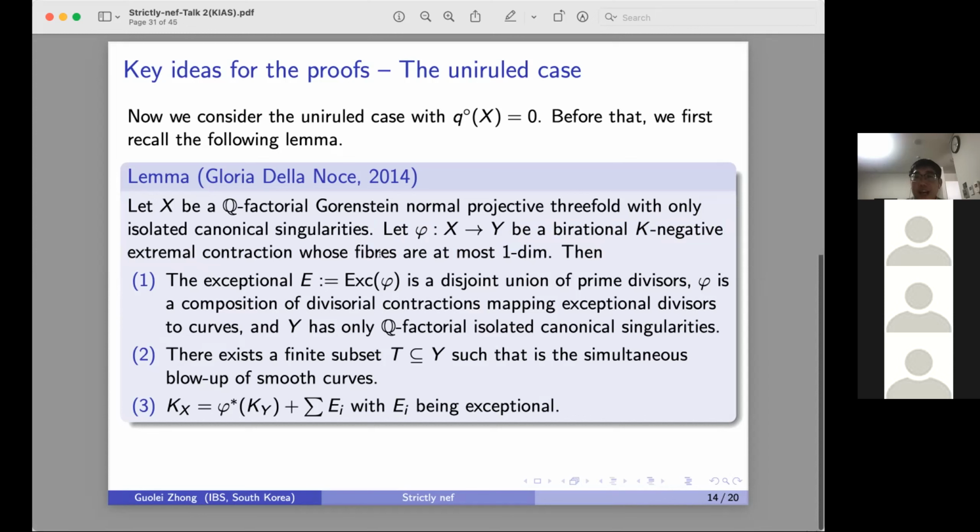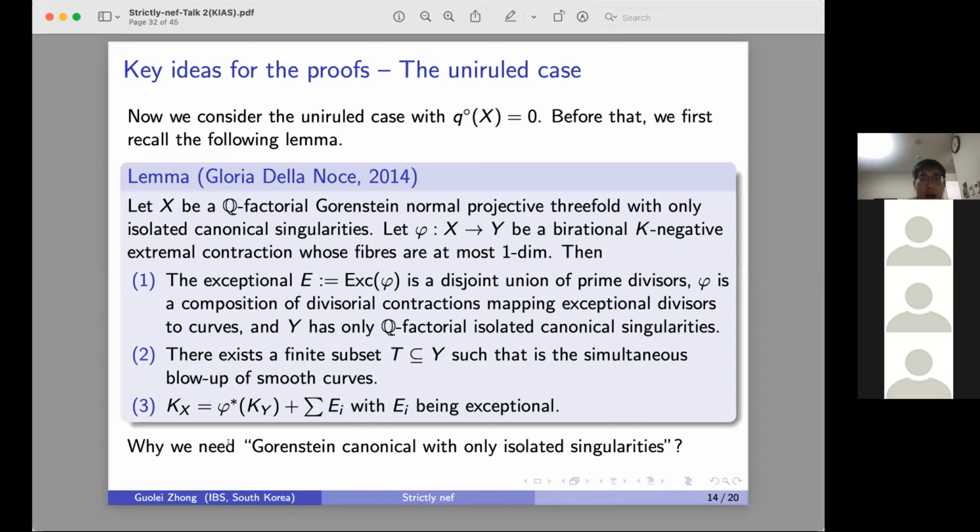And actually, you can consider this as in the smooth case. So in the smooth case, by the Mori theorem, Mori's theorem shows us the smooth threefold has no K-negative small contraction. And in this case, it should be the blow up of a smooth curve from downstairs. And in the singular case, still we have some similar conclusion. And this is actually the simultaneous blow ups of smooth curves.